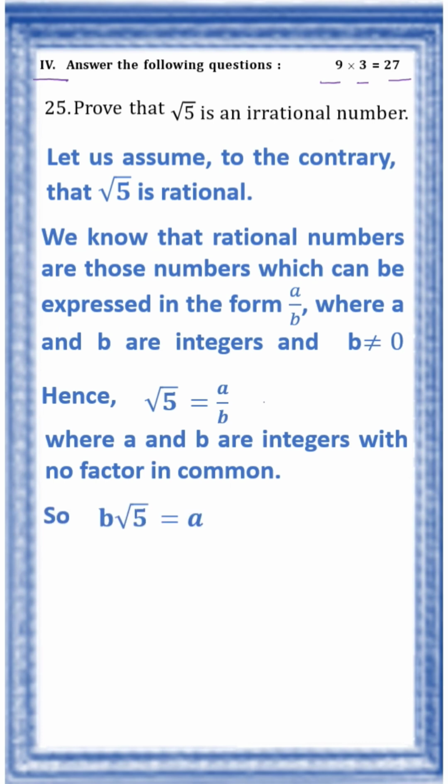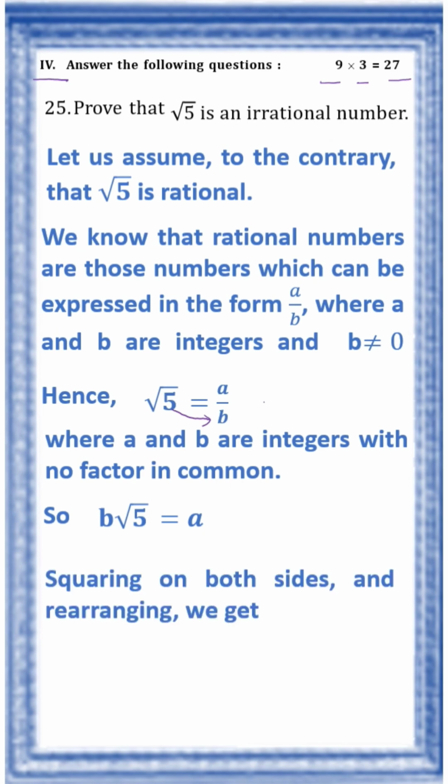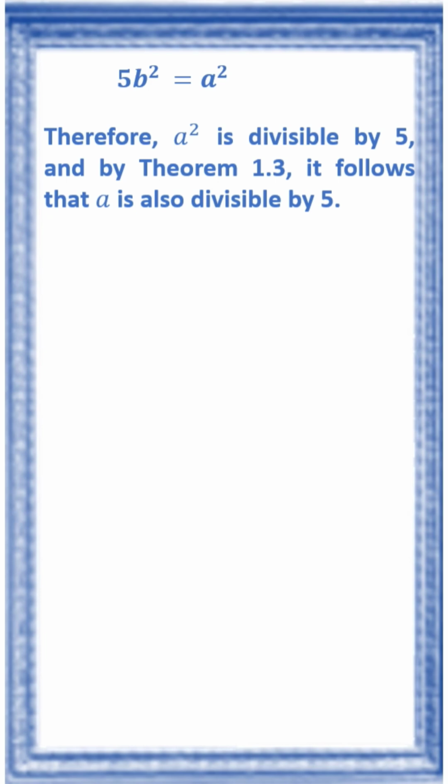So, b square root of 5, now we can multiply these two, isn't it? b square root of 5 is equal to a. Now squaring on both sides and rearranging, we get 5b square is equal to a square. What do we get? 5b square is equal to a square. Therefore, a square is divisible by 5. We can bring 5 here, no?